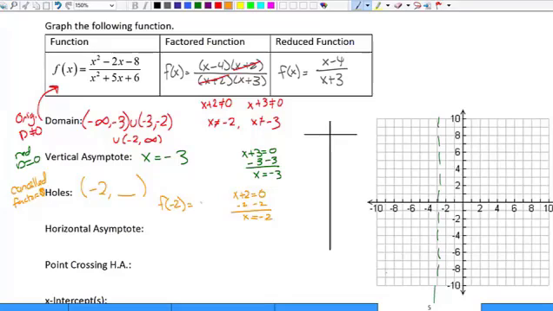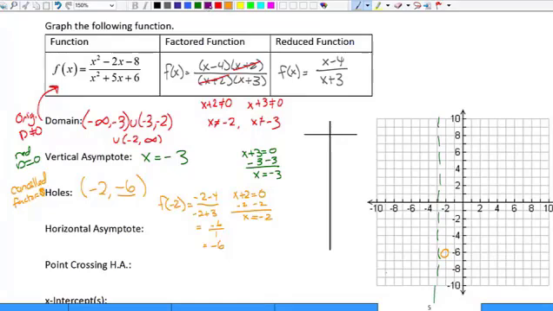If you go back to the original function and you try to plug it in there, you're going to get 0 over 0, which is undefined. So you must put it into the reduced function to get the value of where the point would have been if it was defined. So I'm getting negative 6 over 1, or just negative 6. So at the point negative 2 comma negative 6, I would have had a point there, but I don't, so I'm going to put a hole. The hole means it's just not defined there.